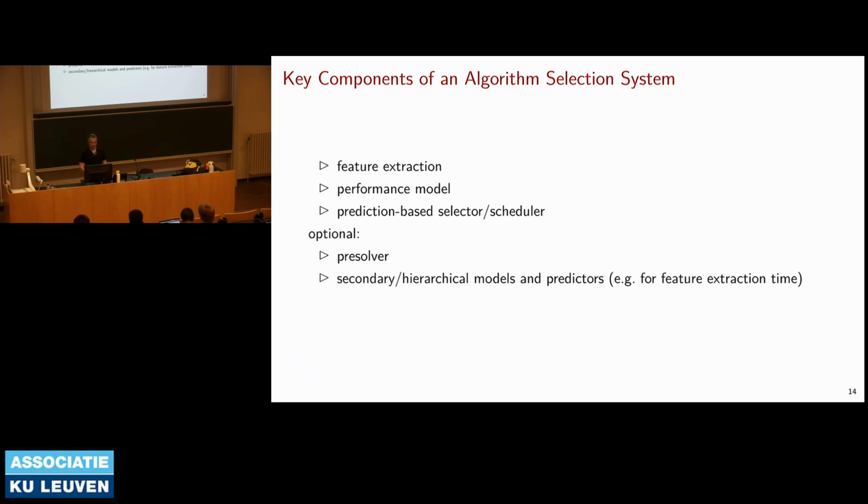And then we need some kind of prediction-based selector or scheduler. In the simplest case, this is simply saying, well, this algorithm here has been predicted to have the best performance on this particular instance, so that's what I'm going to go with. But we can also get arbitrarily complex here, where we can say that, well, here's the top 10 algorithms, and I'm going to schedule these in some way, and I'm going to schedule these on not just one machine, but multiple machines, and I'm going to take into account the overhead that this introduces, etc., etc. So we can really get quite sophisticated here.